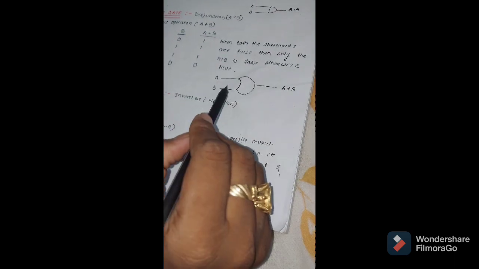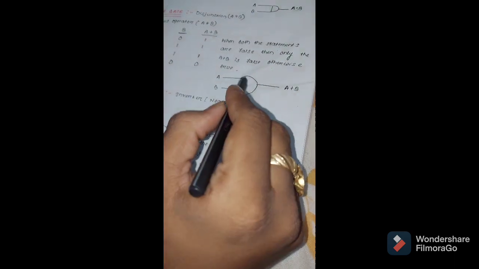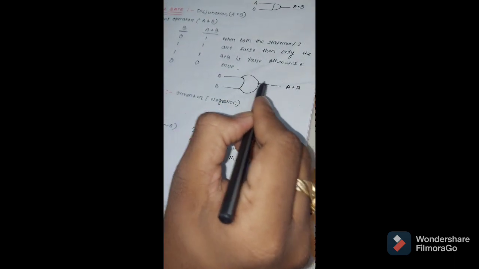It is the OR gate. You can see A, B, it is just a curve, and I have joined it, and it is A plus B.